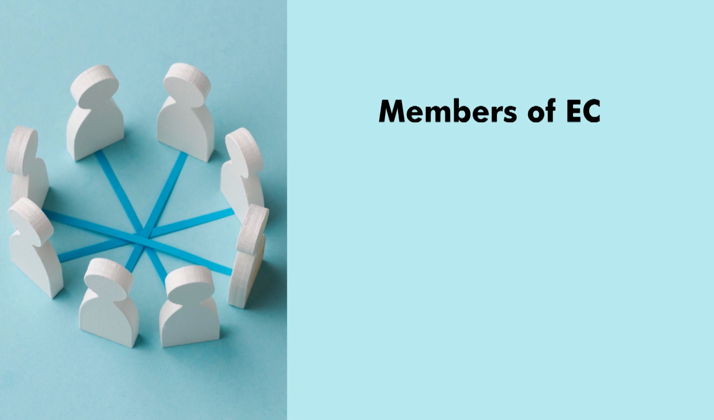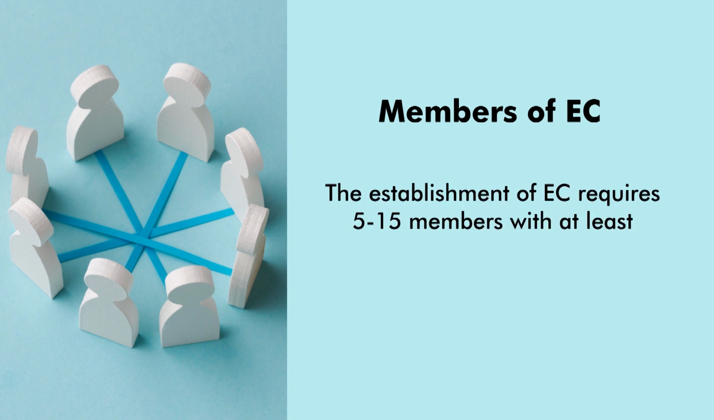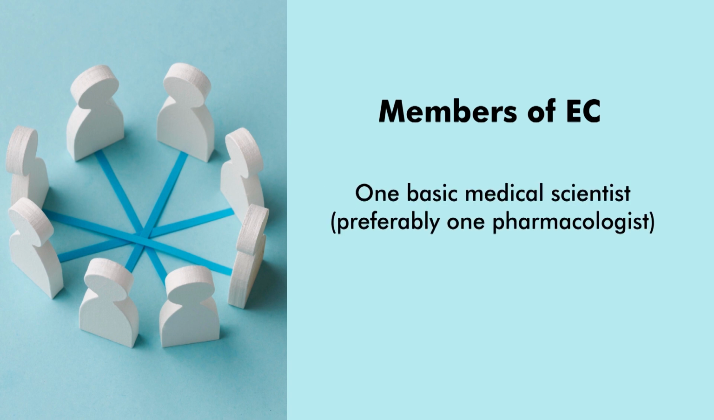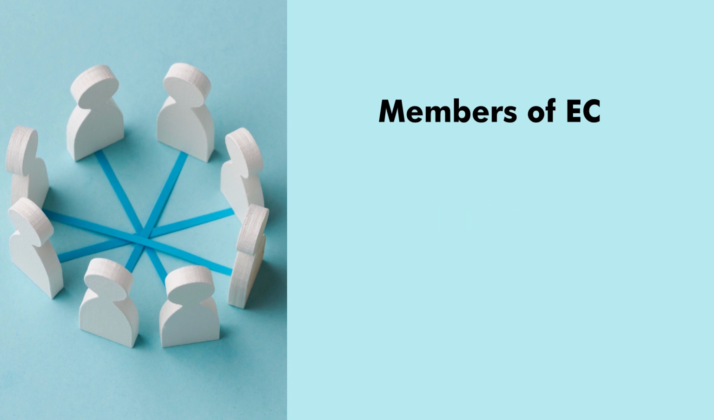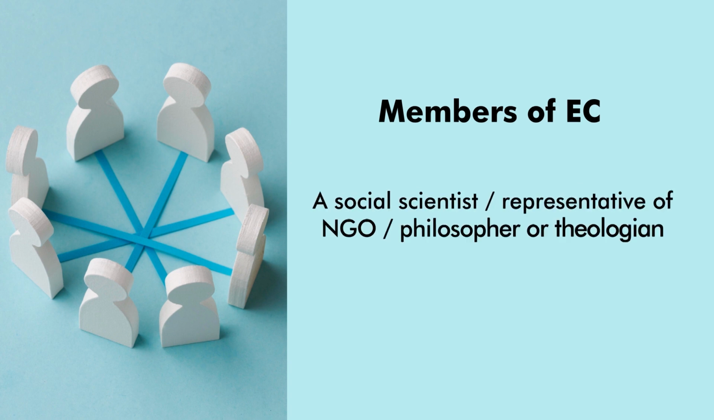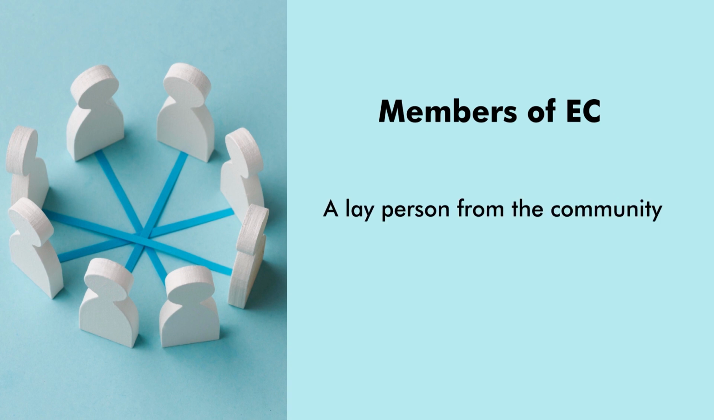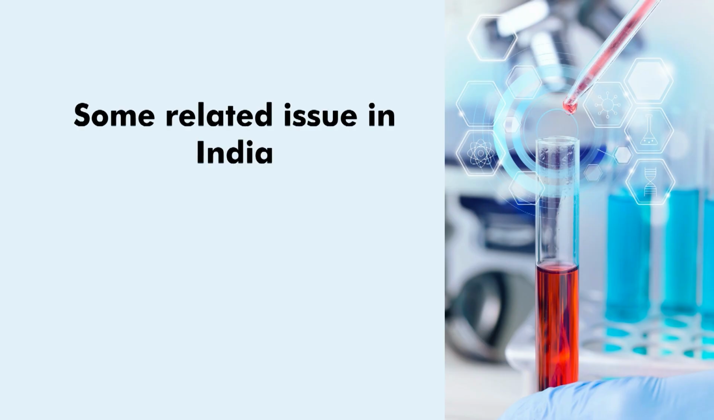Members of the EC. How is the EC constituted? The establishment of an EC requires 5 to 15 members with at least one basic medical scientist, preferably one pharmacologist, one clinician, a legal expert, a social scientist or representative of an NGO or philosopher or theologian, and a lay person from the community. Some related issues in India.